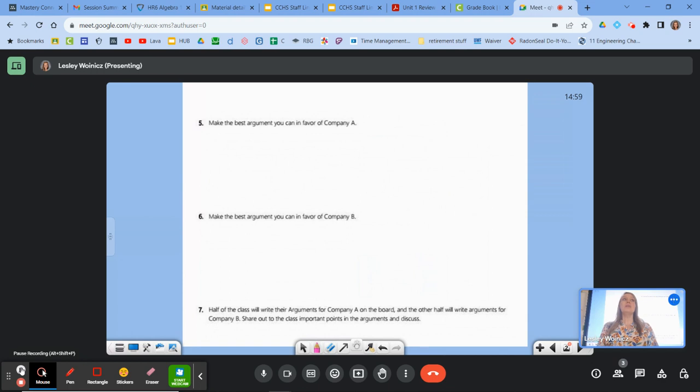So if you look, what do all the arguments for company A center around? The measures of what? Okay, so is that spread or central tendency? Yeah, so the arguments for A center around the central tendency, and what do the arguments for B focus on? The spread. Okay, interesting. All right.